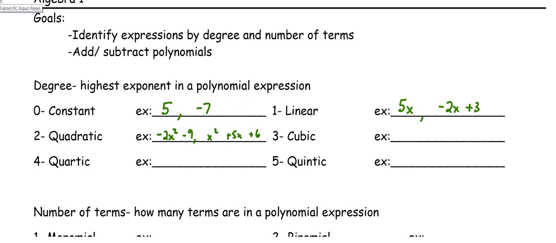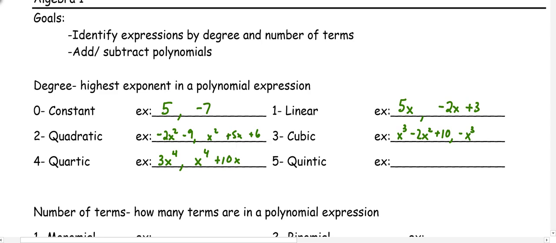A cubic means that it has a degree of 3, so it's going to have an x cubed term. So something like x cubed minus 2x squared plus 10 or -x cubed are both examples of a cubic. A quartic means that it's going to have a degree of 4, so something like 3x to the fourth or x to the fourth plus 10x. And then a quintic means it's going to have a degree of 5, so something like 6x to the fifth or -7x to the fifth plus 1.